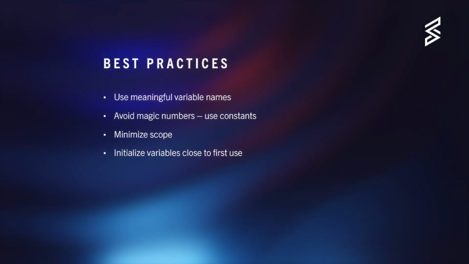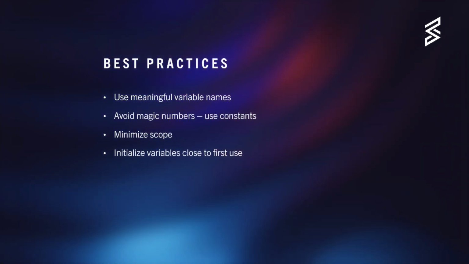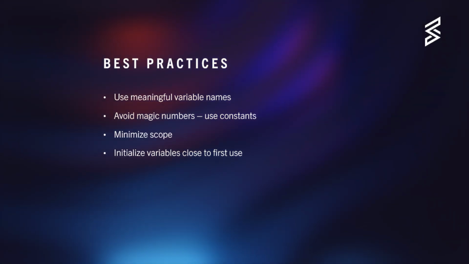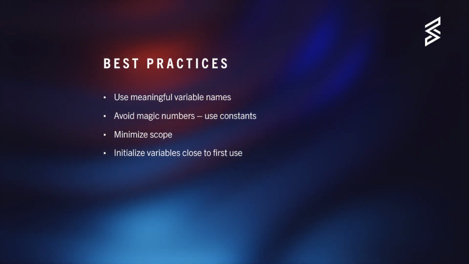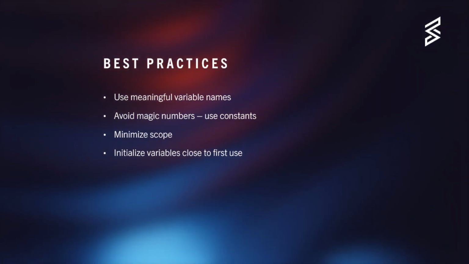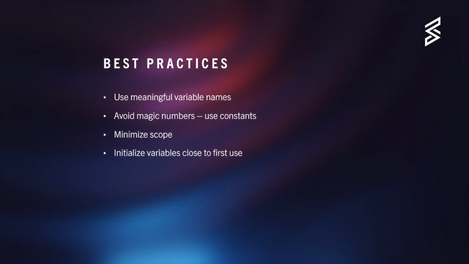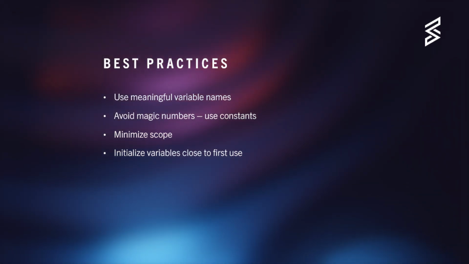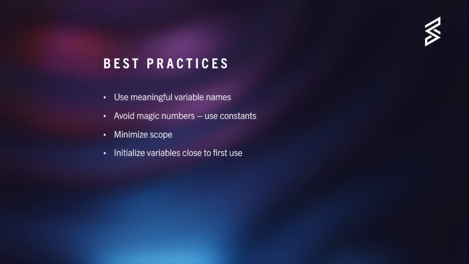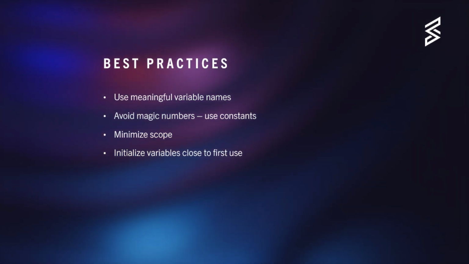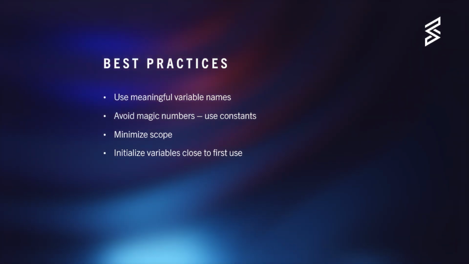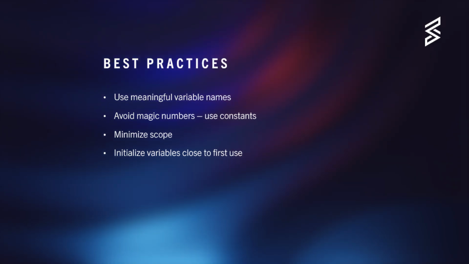Best practices. To write clean and maintainable code, use clear descriptive variable names like userAge instead of x. Replace hard-coded values with final constants. Limit variable scope to where it's needed. Always initialize variables close to where they are first used.